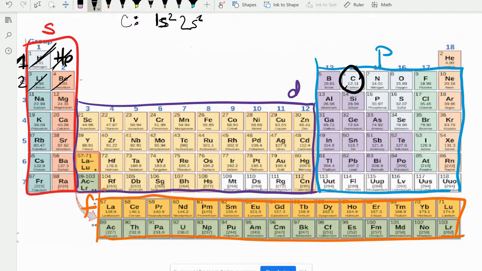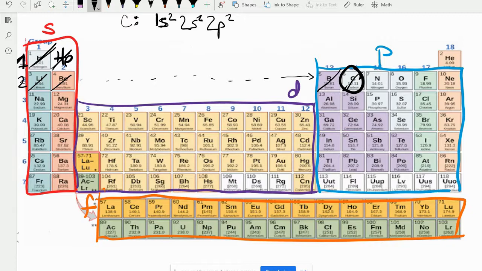And now, skirt on over, all the way over here. We now are still in row 2, but now we're in the P block. So I'm going to write 2P, and then go ahead and count over how many? Boron and carbon. That was 2, right? So your electron configuration for carbon is 1s2, 2s2, 2p2.